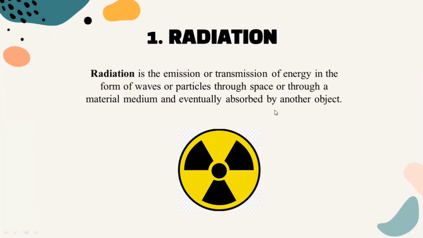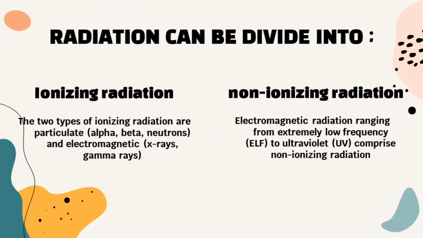First, we will discuss the definition of radiation. Radiation is the emission or transmission of energy in the form of wave or particle through space or through a material medium and eventually absorbed by another object.